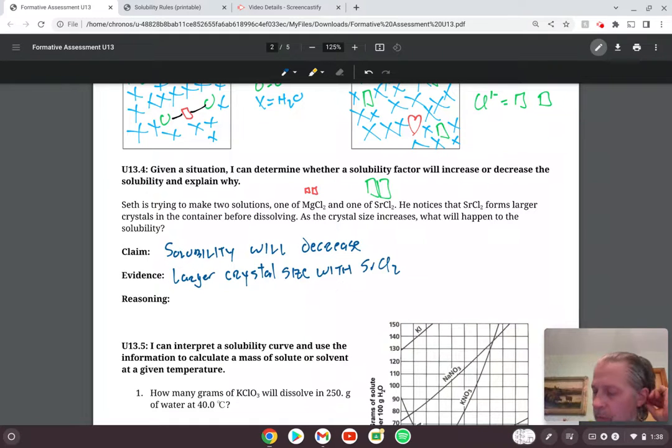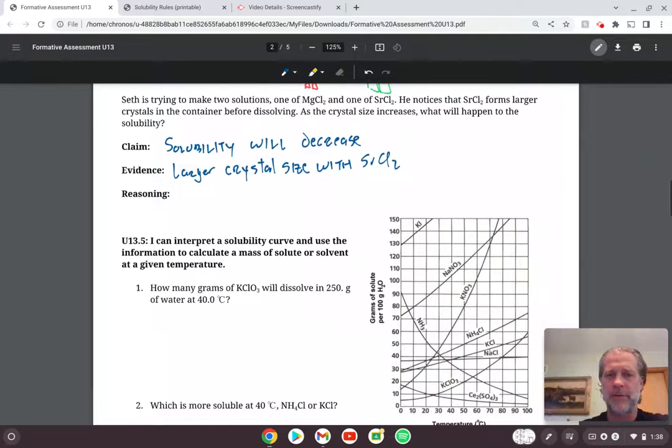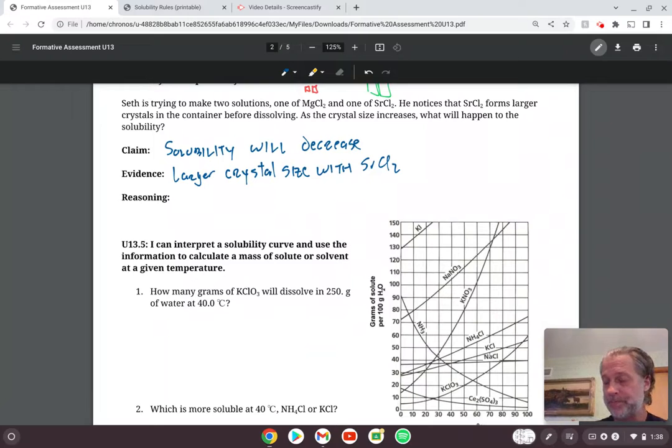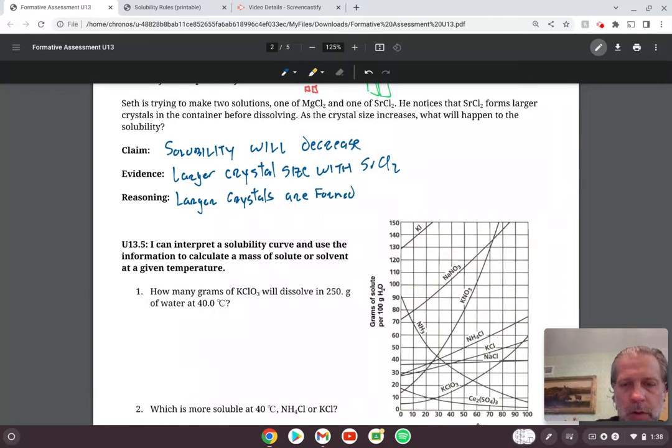Now, our reasoning for this is a couple of things that we need to remember about crystal formation or solid formation when it comes to intermolecular forces of attraction. So, larger crystals are formed because of stronger intermolecular forces of attraction. So they are more difficult to dissolve.